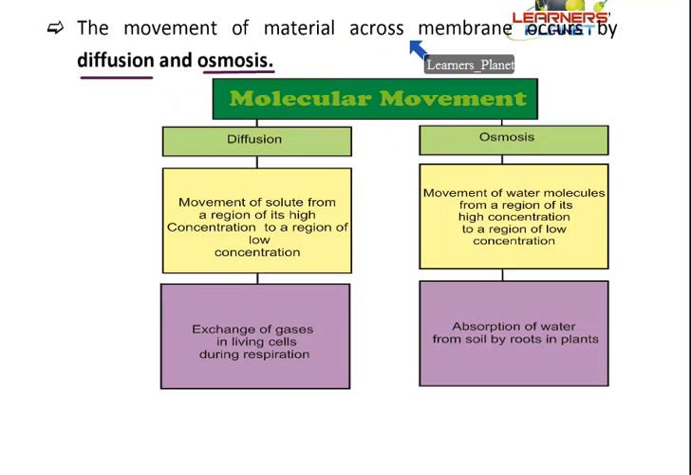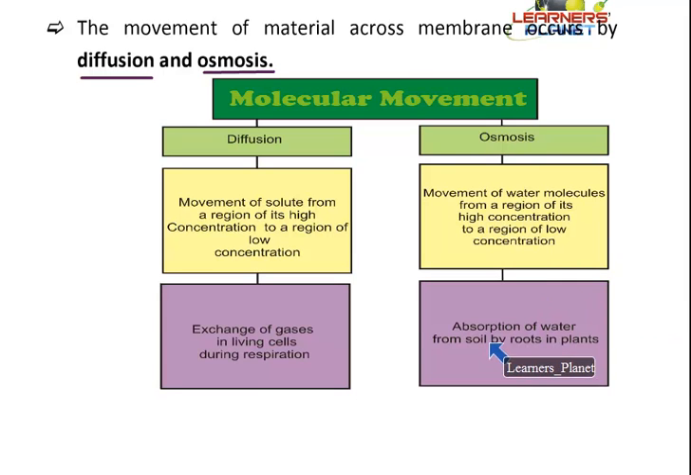Another way in which molecules can move across the membrane is osmosis. What is osmosis? It is similar to diffusion. Generally, water molecules also follow the law of diffusion, but water is a solvent, not a solute, so the process name is osmosis. We can define it as a movement of water molecules from a region of its high concentration to a region of low concentration across a semi-permeable membrane. Diffusion can take place even without the presence of a membrane, but osmosis needs a semi-permeable membrane in between the two regions where the exchange is taking place.